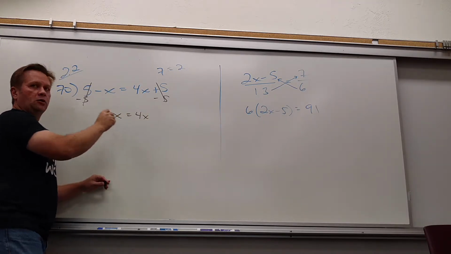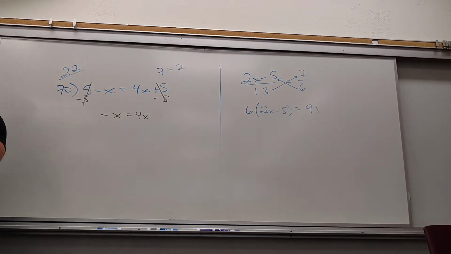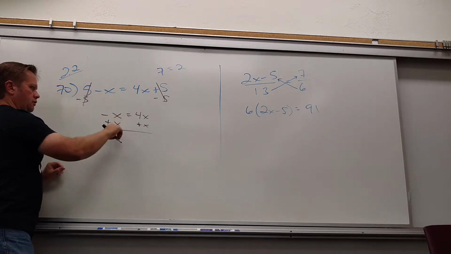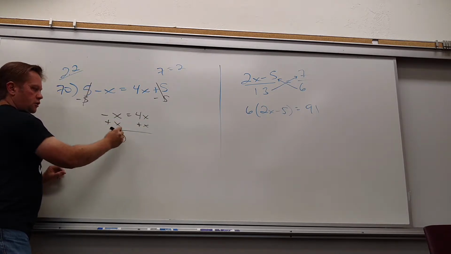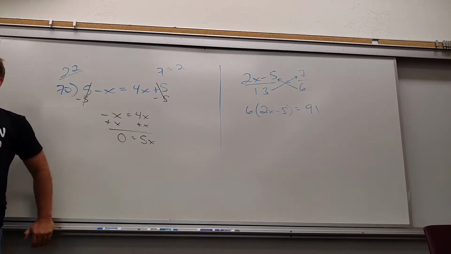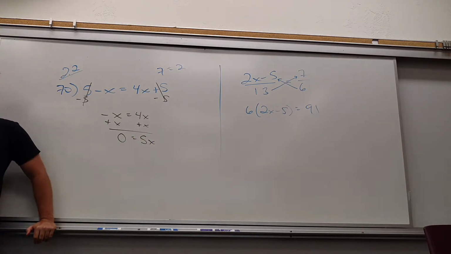People freak out here, but have I gotten my x's together yet? No. So get your x's together. So add x. Add x. Add x. What do you get here? 0 equals... And people freak out here. There are multiple places people freak. People freak out right here.